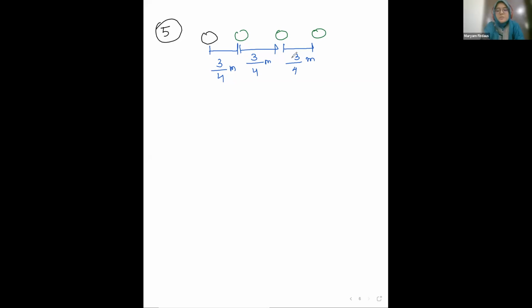So you can find the distance between the first and the last sapling now. Good. How much is it going to be? Do you also have to convert it into a mixed fraction? That depends. First, tell me how much is it going to be? 9 by 4. Very good. So 9 by 4 is an improper fraction, so yes, you will have to convert it into a mixed fraction. So it will be 2 1 by 4 meters.